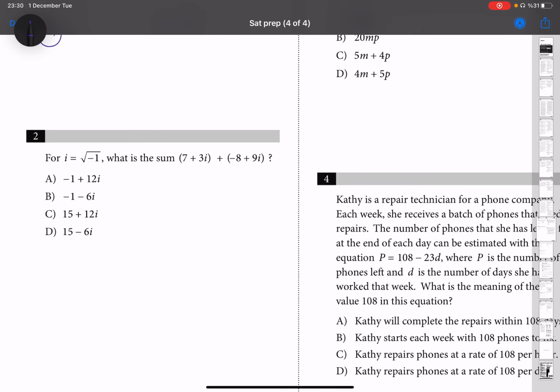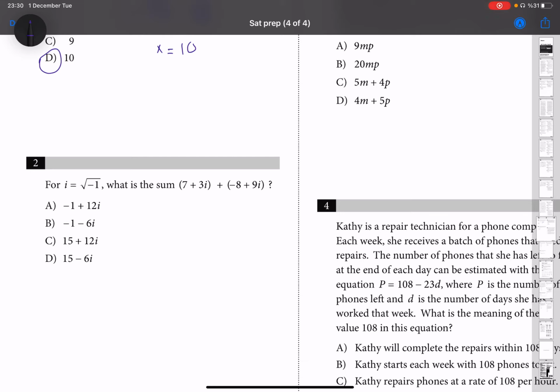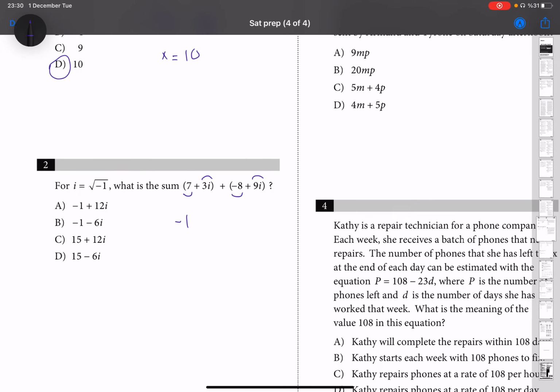Next question. For i equals square root of minus 1, what is the sum of this? In this type of question, you should sum the real part with the real part, and the imaginary part with the imaginary part. The sum of the real part is minus 1, the sum of the imaginary part is 12i. So the answer is A.